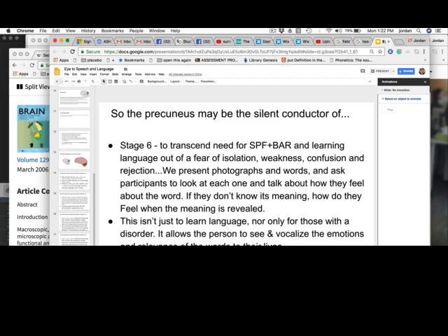So again, to work with these clients, whether it's in a disorder framework, or whether it's in a corporation, we're going to present photographs and words and ask the participant to look at each one in a circle. We move from one to another, just like the red dot did. But we're looking at how you feel about the word or the image. And if you don't know the word, in the case of a disorder, or in the case of some word that's part of the mission statement of a corporation, then we want to talk about how you feel when the meaning is revealed.